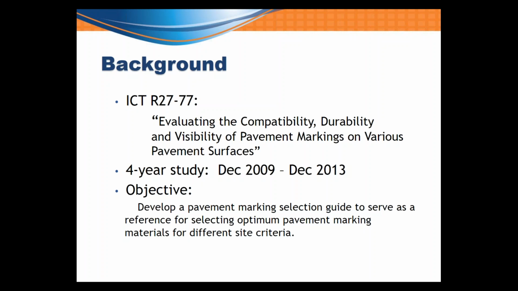The project was awarded to ARA through the Illinois Center of Transportation, and the title of the project was Evaluating the Compatibility, Durability, and Visibility of pavement markings on various pavement surfaces. The primary objective of the study was to use the measured performance data that we gathered from the field installations to create a matrix of optimum and recommended pavement marking material options given the different site conditions.